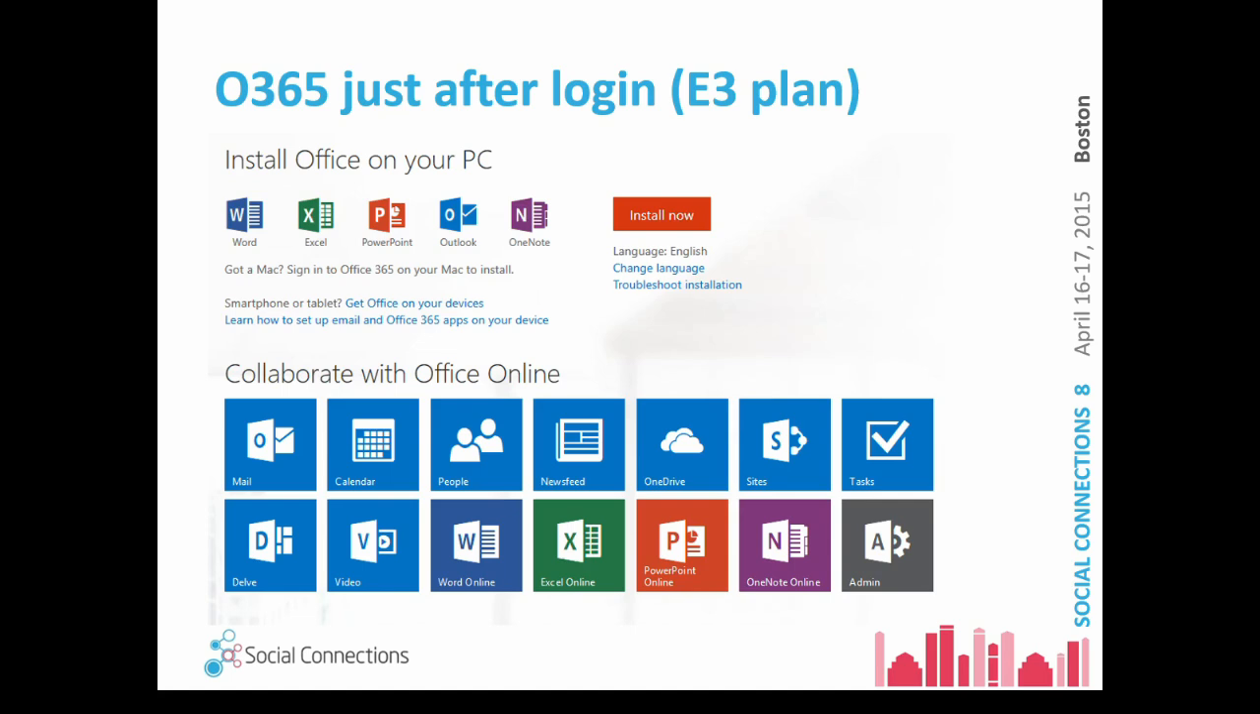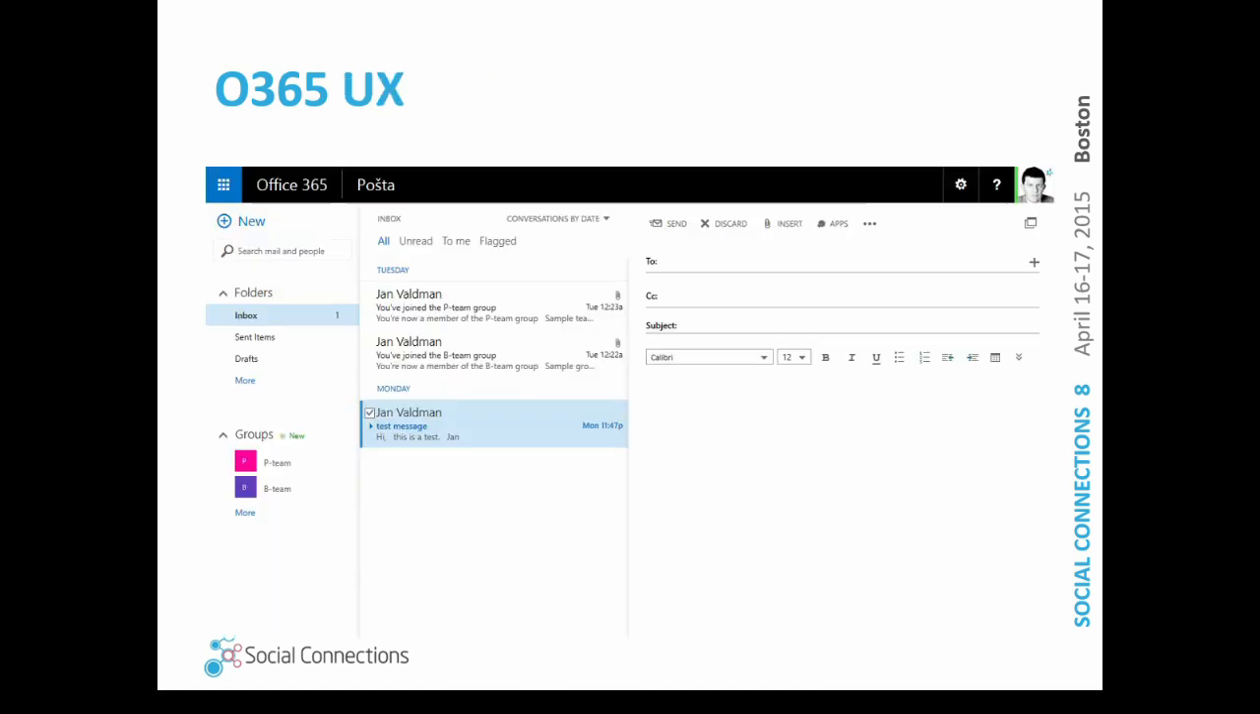When you log into Office 365, and I use the E3 plan for this example, first you have an option to download the desktop editions of the tools like Microsoft Word, Excel, and so on. And below you can see several tiles that contain collaboration features provided by Office 365. Let's start with Mail. So this is the user interface of Microsoft Outlook 365.